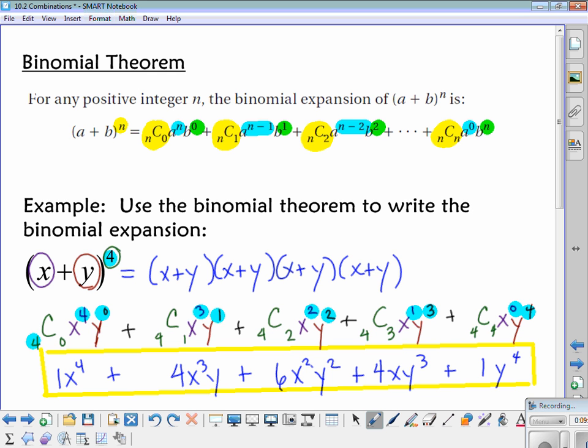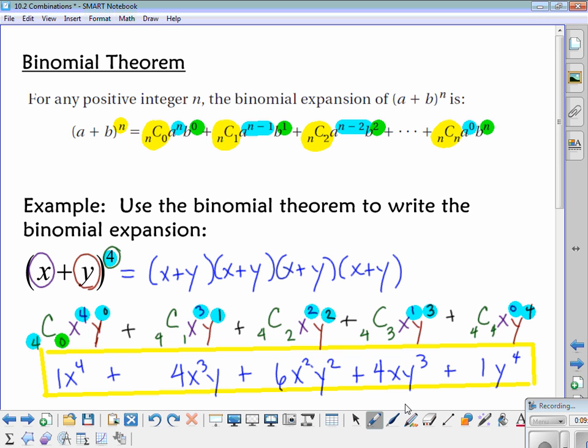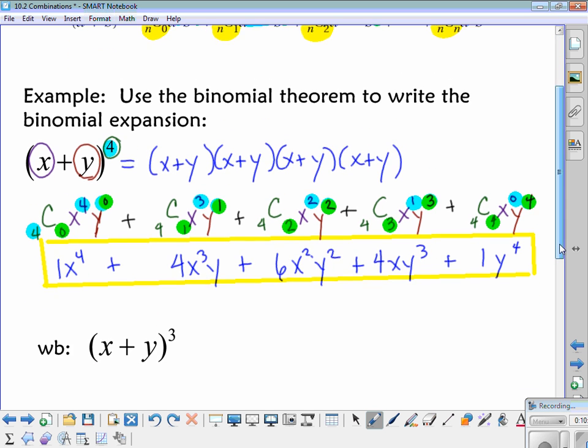But those powers should always add up to the power of the binomial. Okay? And then another thing that happens is that the 0 here matches the exponent on my y term, or the second term. 1, 1, 2, 2, 3, 3, 4, 4. So any questions about that? You ready to tackle one on your own? Or semi on your own?